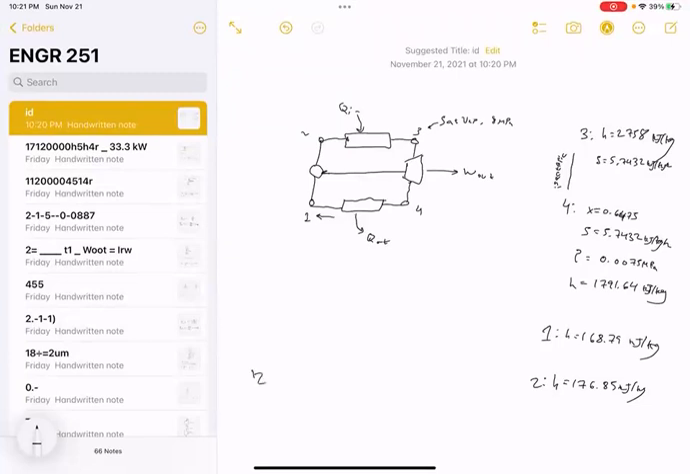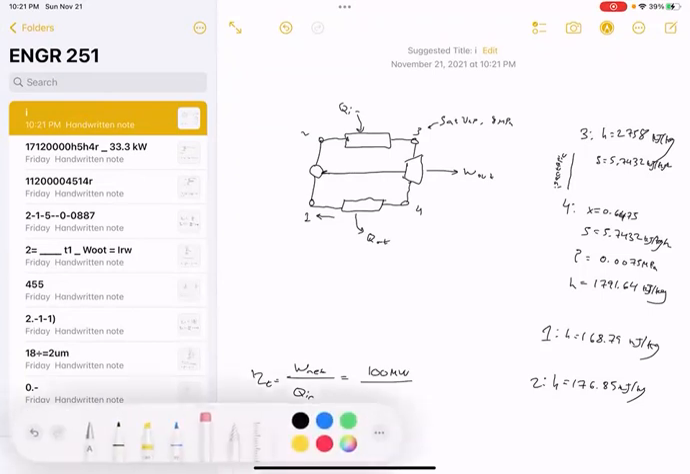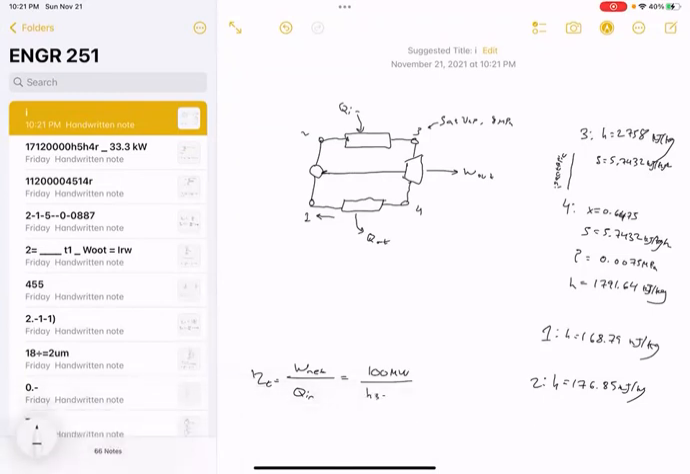We know thermal efficiency is going to be the net work over the Q in. We're told the net work is 100 megawatts, so that's awful convenient. What's the Q in? Now that we know the enthalpy everywhere, we can find Q in by looking at the change in enthalpy where we add heat, so from 2 to 3: H3 minus H2, times the mass flow rate.